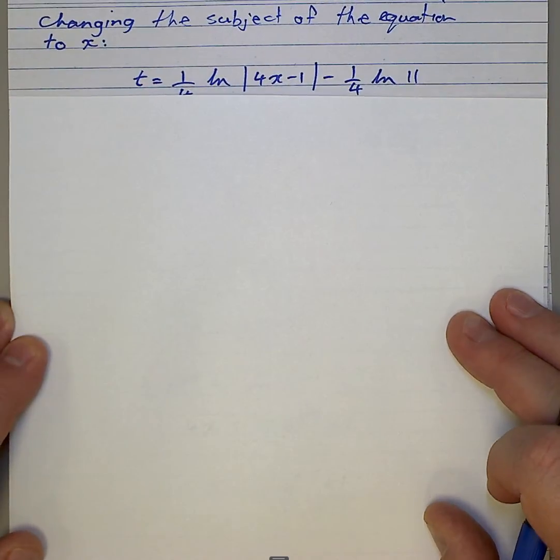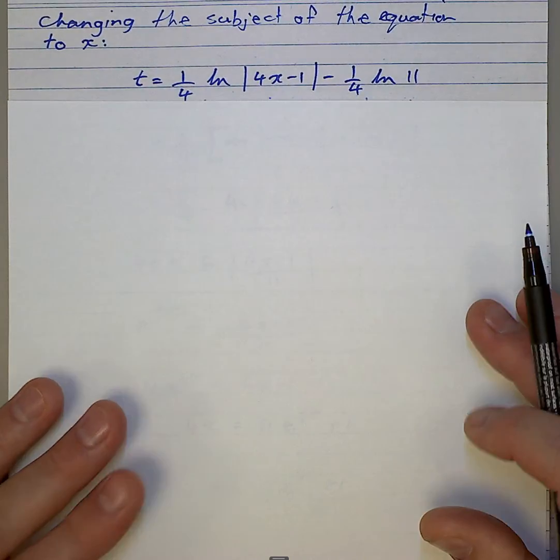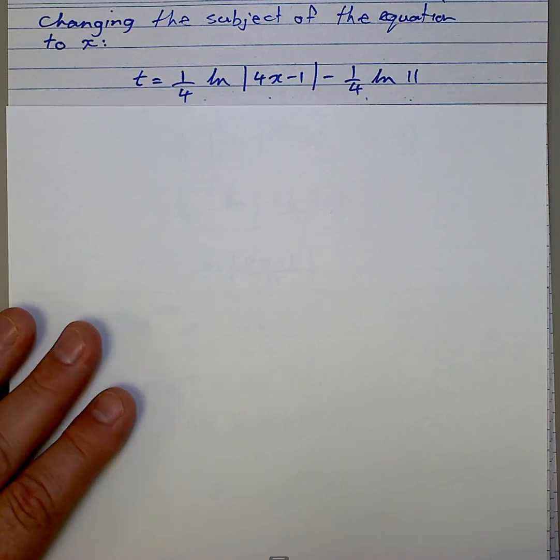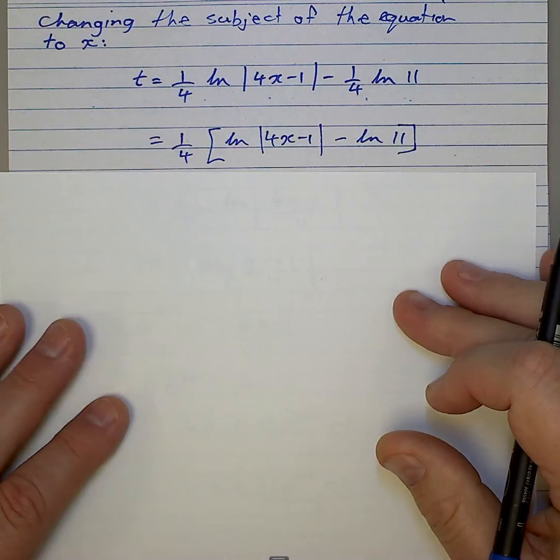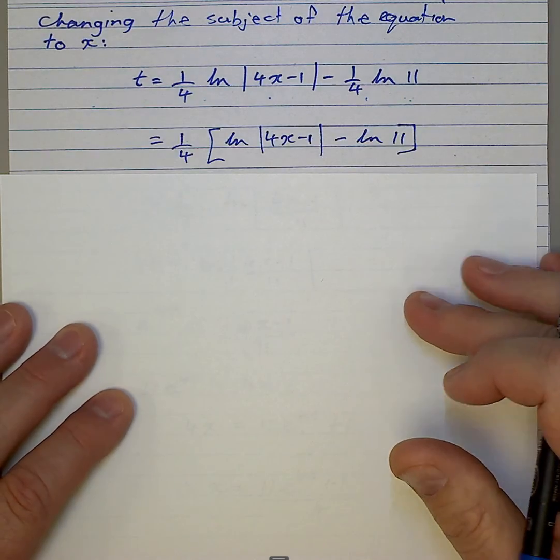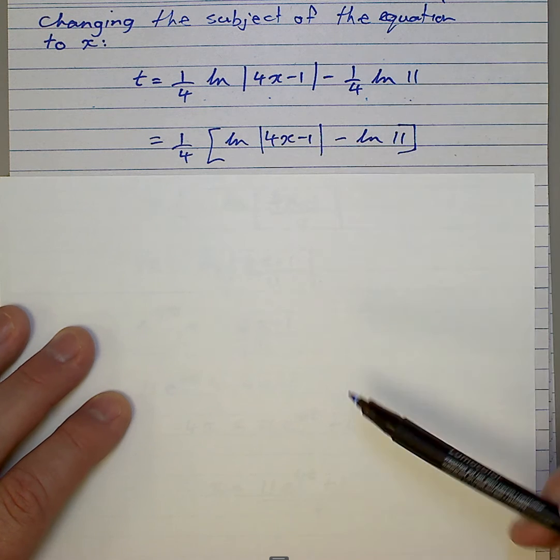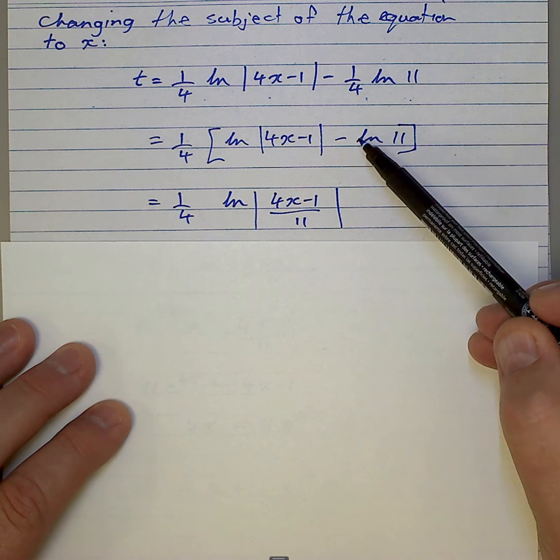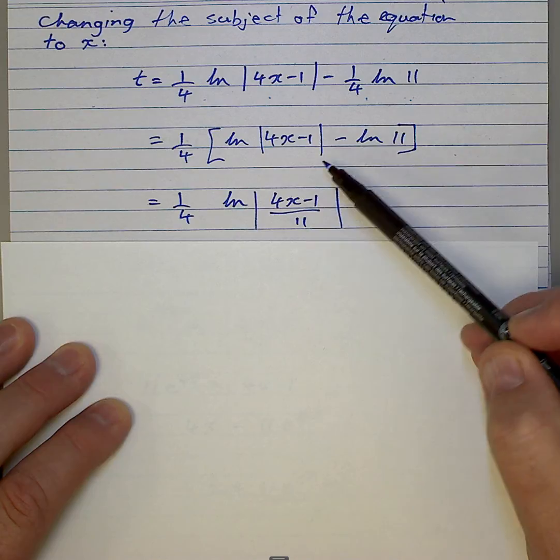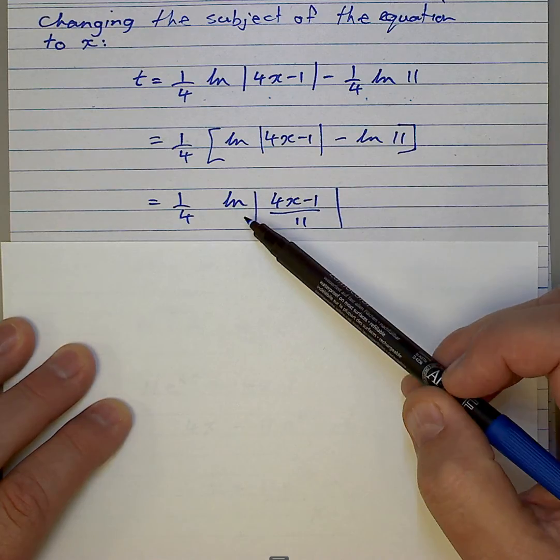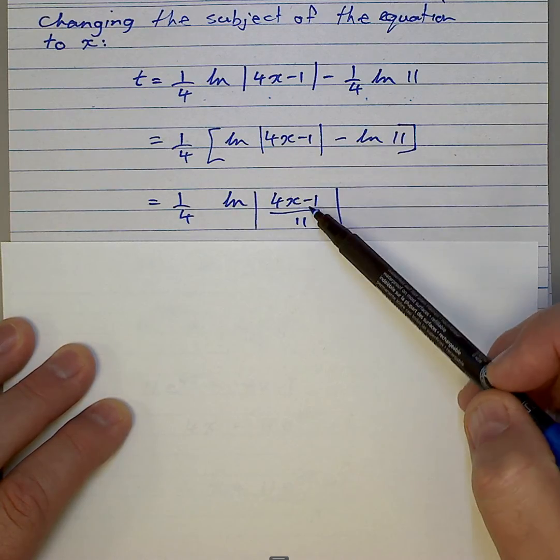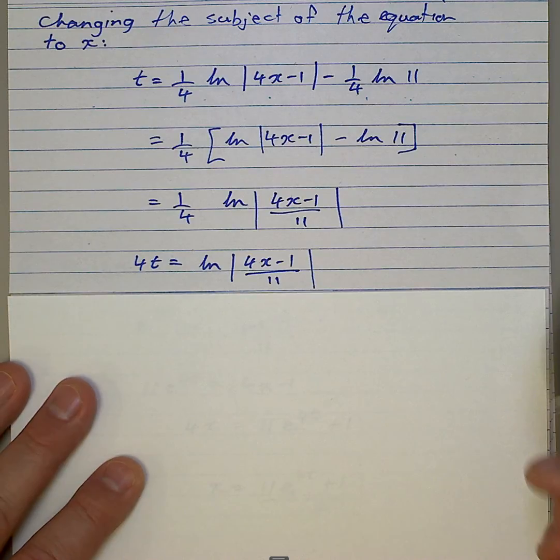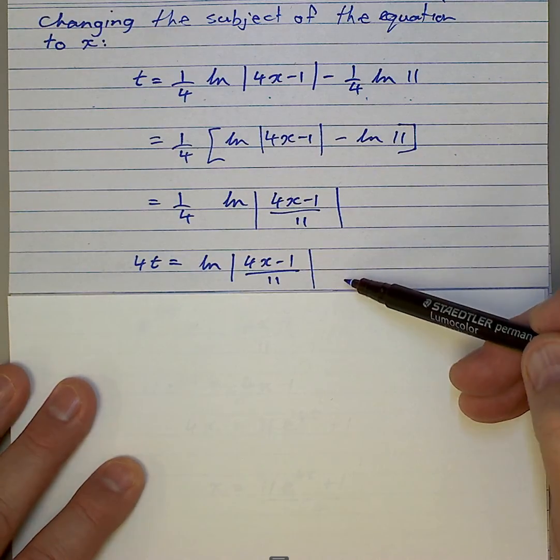Now, I want to change the subject because I want displacement. So I want to make x the subject. What I'm going to do first is just take a quarter out the front as a common factor. I then use my log laws: going from subtraction to division, I've got 1 quarter the log of the absolute value of 4x minus 1 over 11. Multiply both sides by 4 to get this expression here.